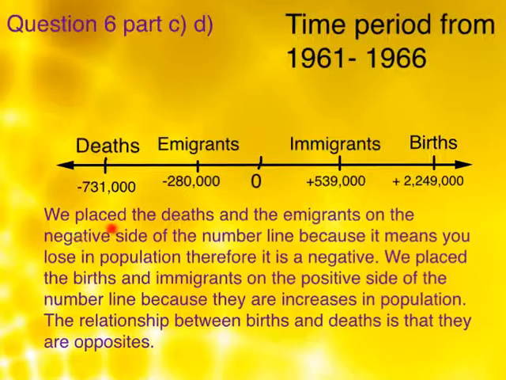We placed the deaths and the emigrants on the negative side of the number line because that means you lose in population, therefore it is a negative. We placed the births and immigrants on the positive side of the number line because they are increases in population. The relationship between births and deaths is that they are opposites.